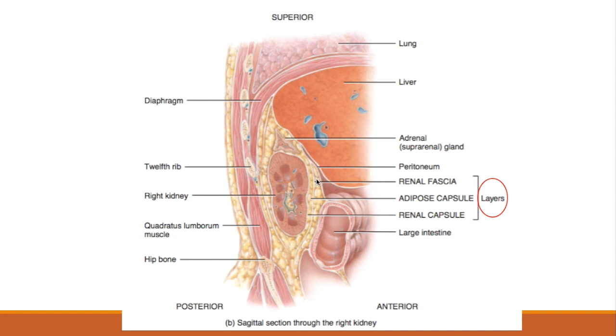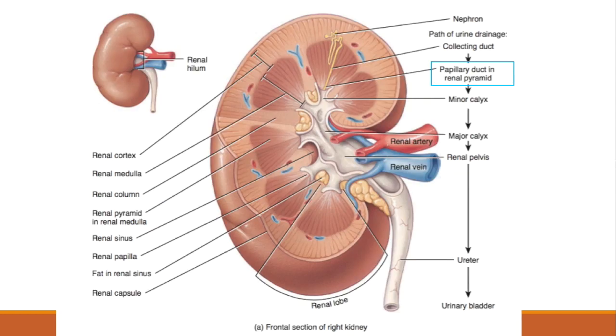How about the internal? So here is an illustration of the internal anatomy of the kidney through a frontal view. Frontal view divides the body anteriorly and posteriorly, or front and back. There are 2 distinct regions of the internal kidney, the light red area, which is the renal cortex, and the renal medulla, which is the reddish-brown inner region.